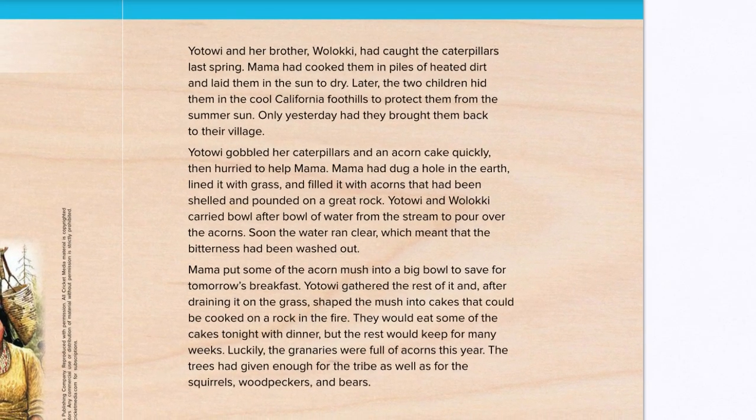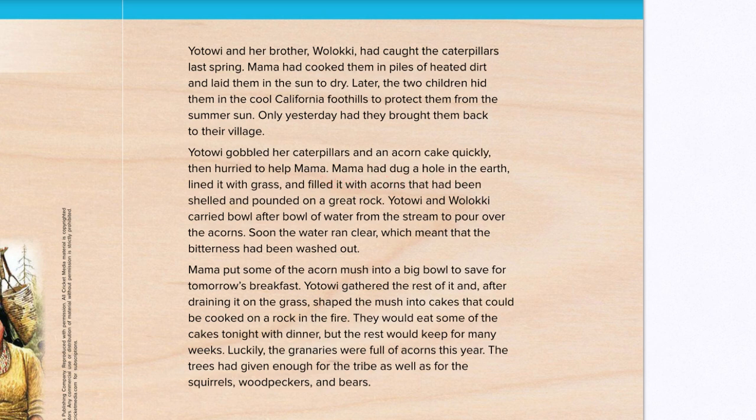Yotowi and her brother, Woloki, had caught the caterpillars last spring. Mama had cooked them in piles of heated dirt and laid them in the sun to dry. Later, the two children hid them in the cool California foothills to protect them from the summer sun. Only yesterday had they brought them back to their village. Yotowi gobbled her caterpillars and an acorn cake quickly, then hurried to help Mama.